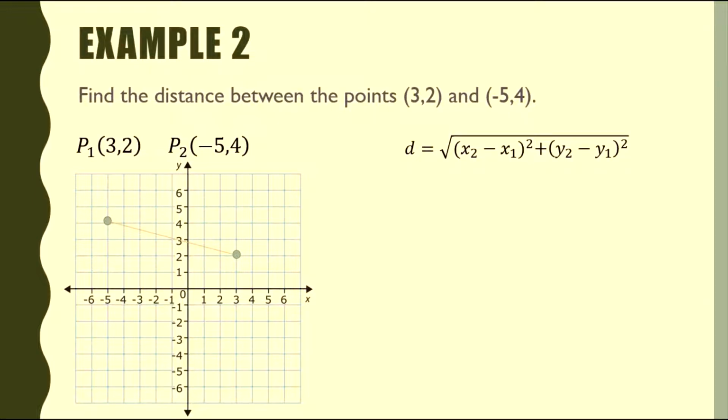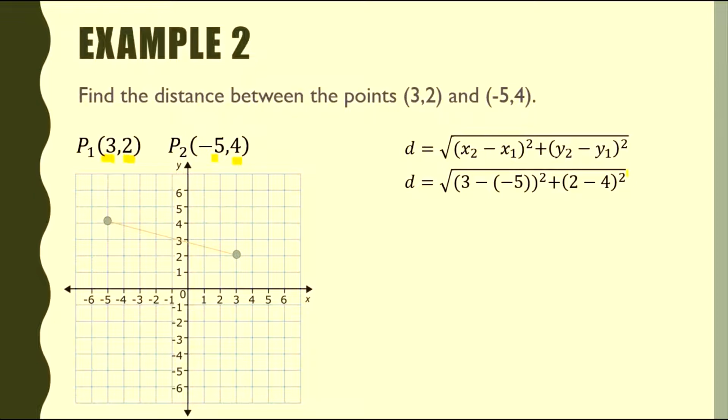Next is substitute the values of x sub 1, y sub 1, x sub 2, and y sub 2 on the formula. So that is x sub 1 is 3, y sub 1 is 2, x sub 2 is negative 5, and y sub 2 is positive 4. So substituting these values, we'll get the square root of 3 minus negative 5 squared plus 2 minus 4 squared.